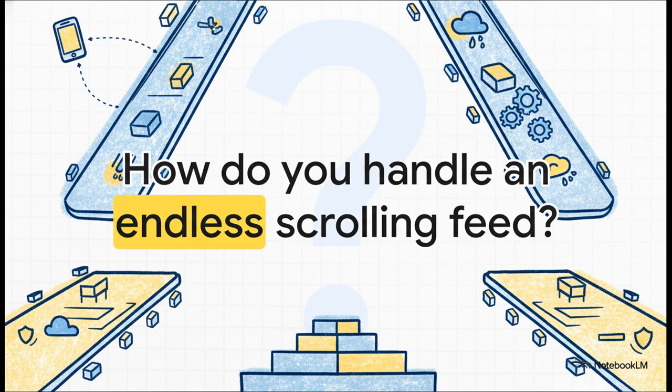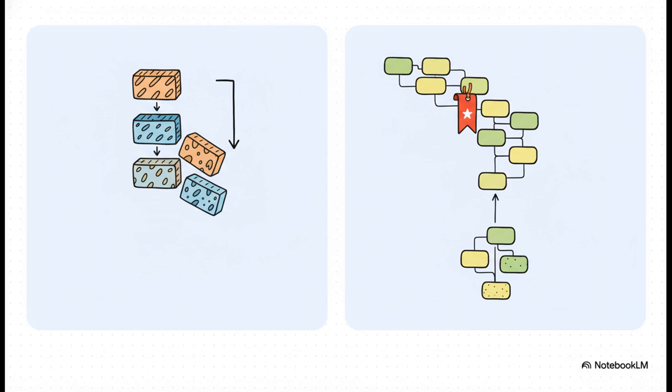Okay, but what about data from the internet? Think about your social feed. How on earth does it handle that endless scrolling without just melting your phone? The answer, of course, is a really clever data fetching strategy. It's called pagination, and it comes in two main flavors.